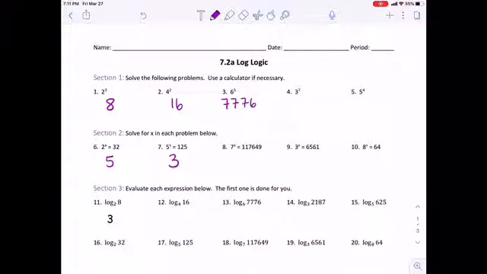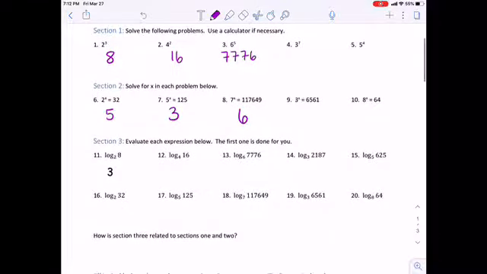Same with this last one. 7 to the what power equals 117,649. Well, if you typed that into your calculator, you may have eventually figured out that 7 to the sixth power will equal that number. And again, I'm going to let you finish that section. Well, once you have that, this next section, I'm asking you, this first problem, number 11, is read log base 2 of 8. So I want to know what log base 2 of 8 is, and that one I gave you the answer, it's 3.